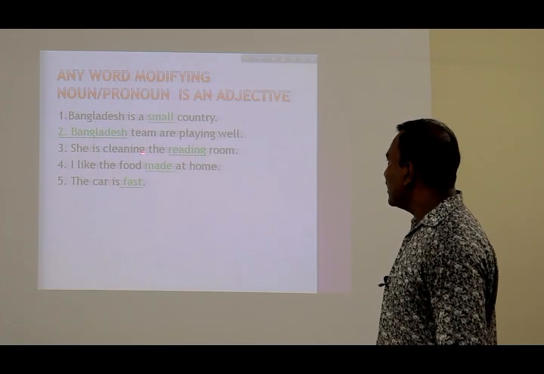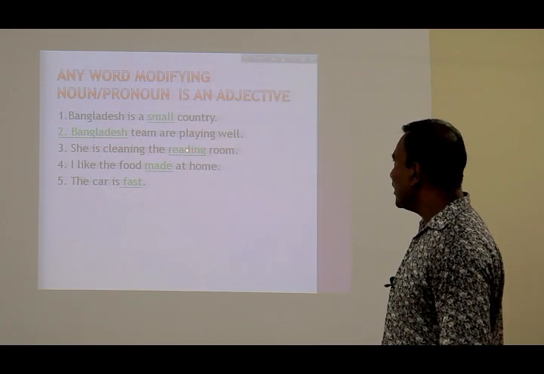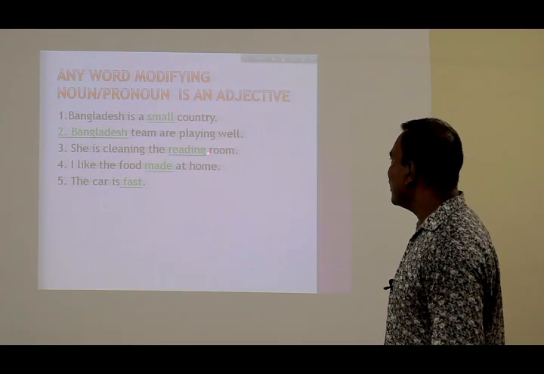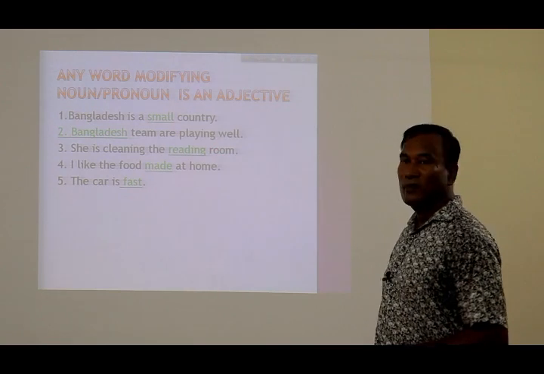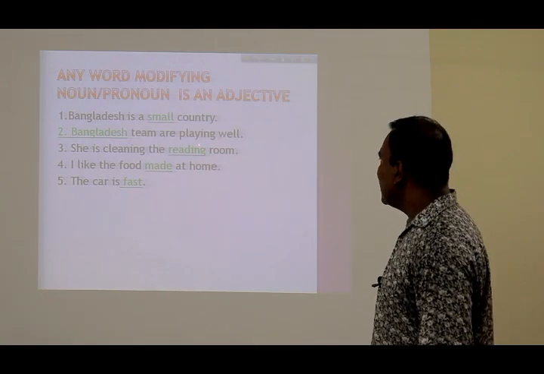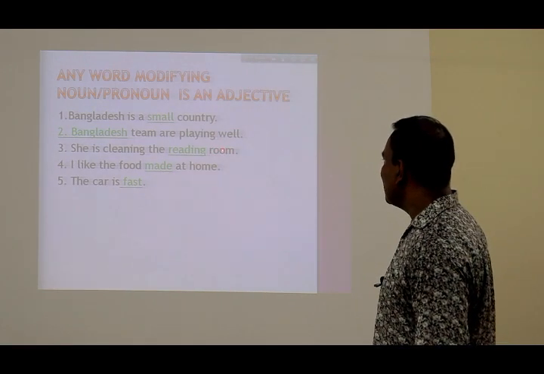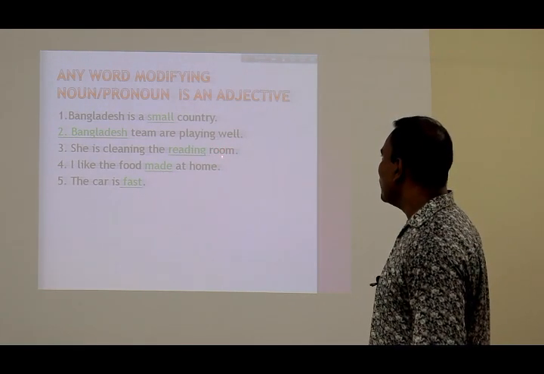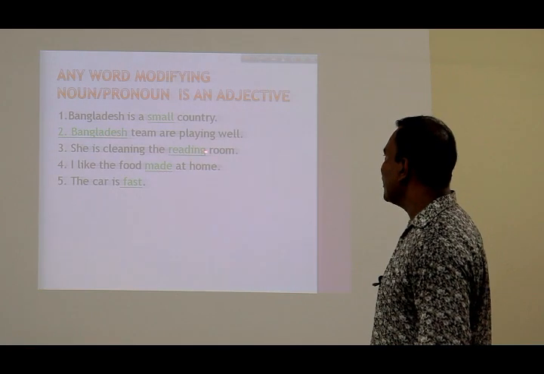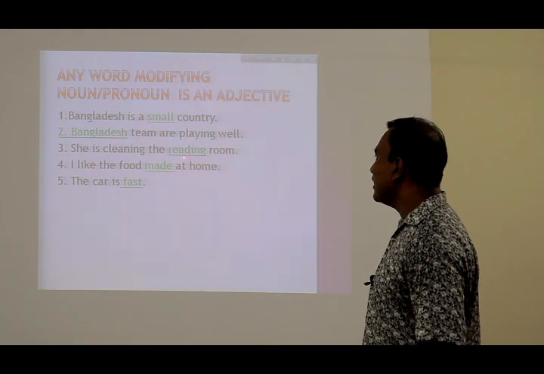Number 3, she is cleaning the reading room. Here reading is not a verb. Reading is giving information about the room. This word is telling us for what purpose the room is used. The room is used for reading. So reading is giving information about the room. Here reading is an adjective.